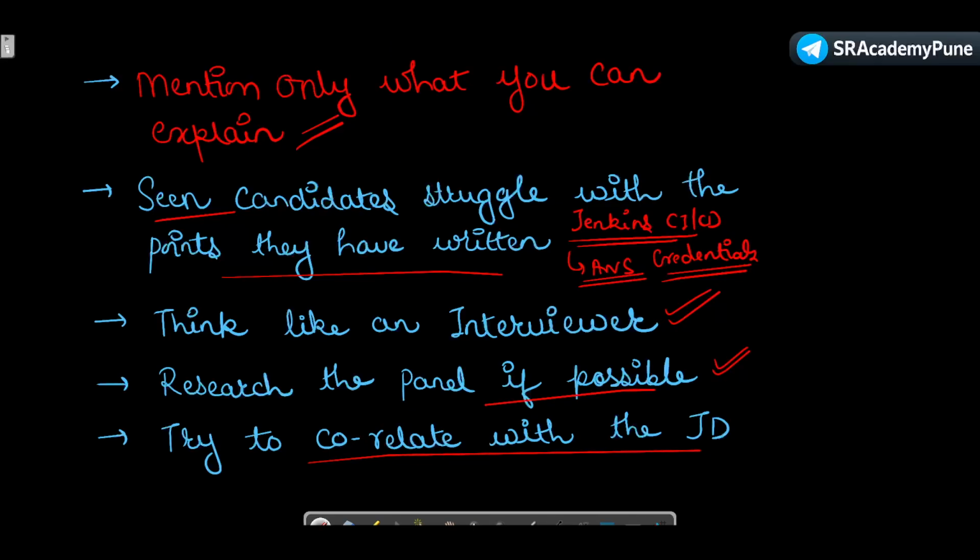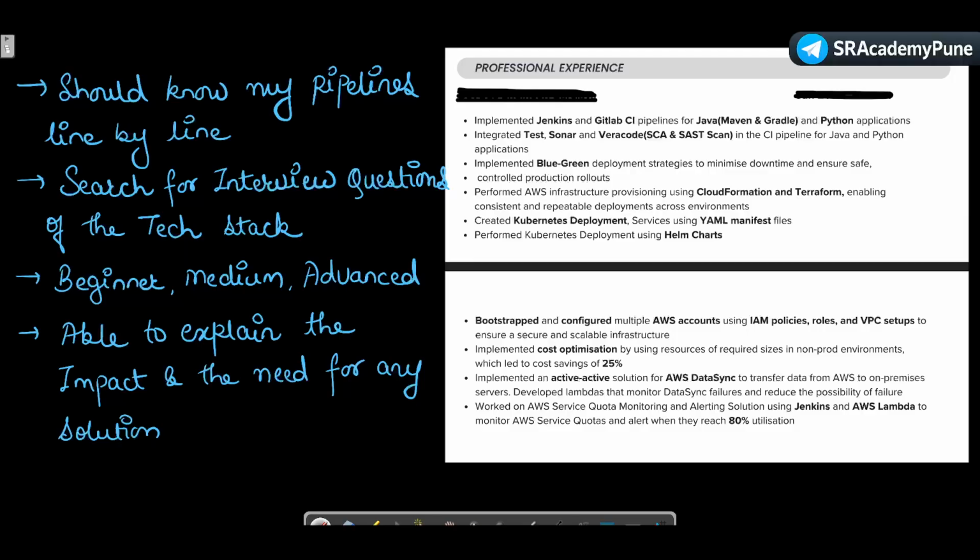Okay, so let me give you an example. Again, this is my CV. Let's say I've mentioned that I have implemented Jenkins and GitLab CI pipelines for Java and Python. The bare minimum expectation that the interviewer would have for me is I should know my pipelines line by line, each and every stage. So let's say they tell me, okay, you have implemented a Jenkins pipeline, can you please explain it? I should be able to explain all the stages.